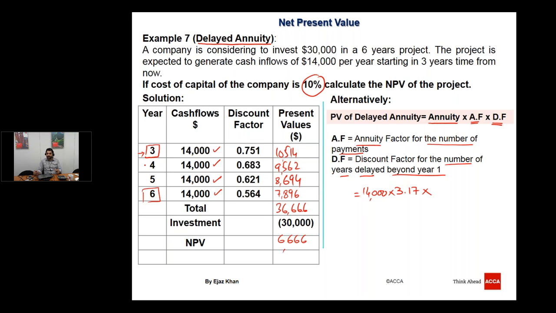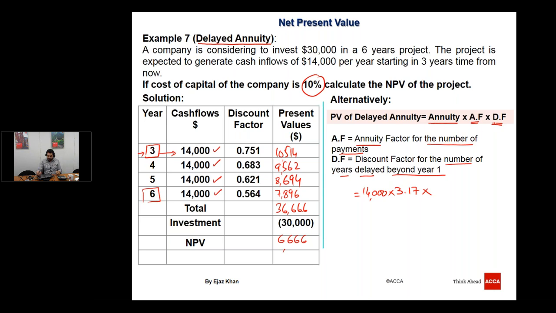Yes, it's a 2-year delayed annuity because we normally receive first cash inflow at the end of year 1. But in this case, the first cash inflow will be received at the end of year 3. So from the end of year 1 to the end of year 3, there are 2 years. So we'll say that the annuity is delayed for 2 years.